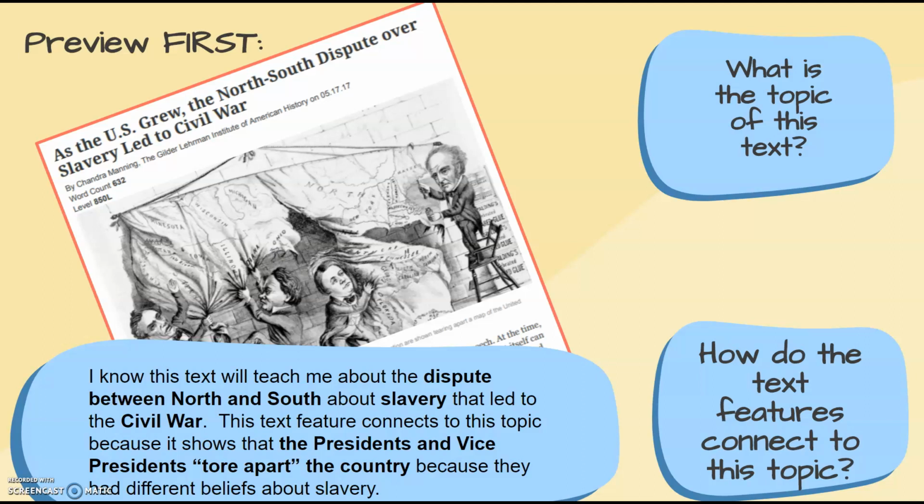This text feature connects to this topic because it shows that the presidents and vice presidents tore apart the country because they had different beliefs about slavery. So I'm hoping that this will help you out when we are diving a little bit deeper into each section and writing summaries about them. So let's go ahead and get started.